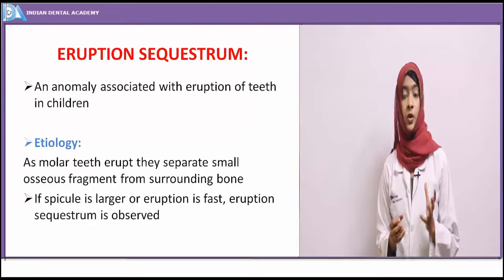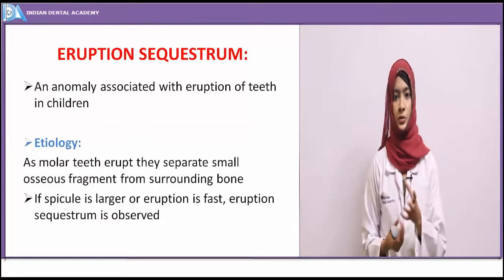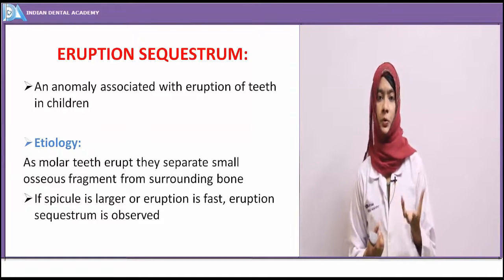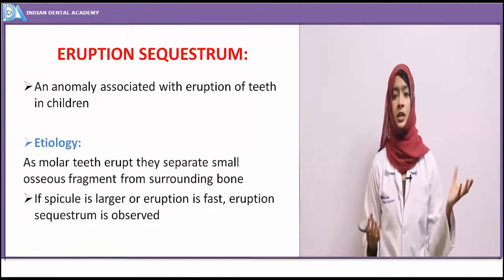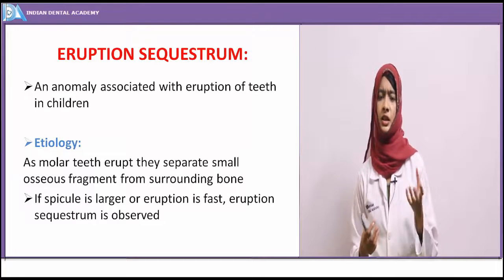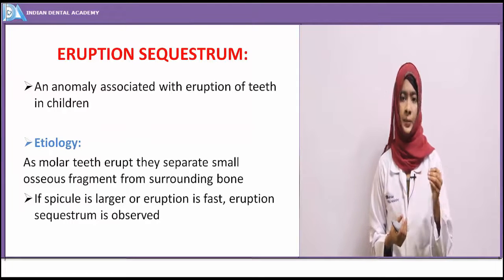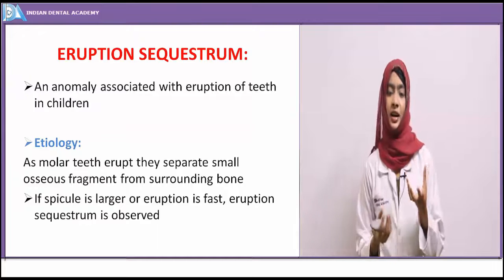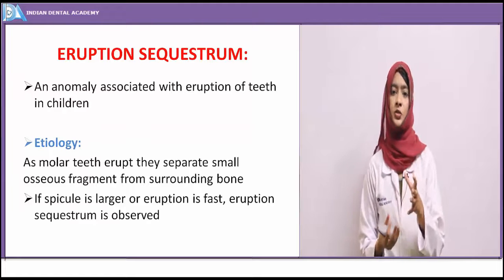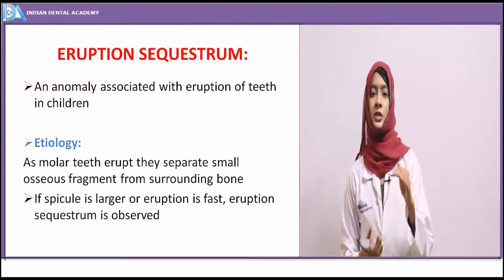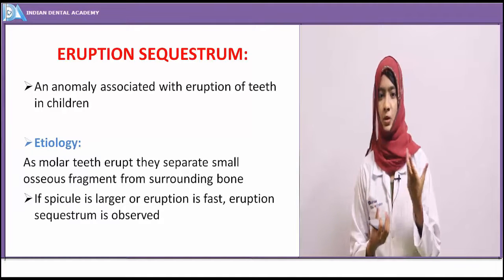So why does the bony spicule come on the molar? During eruption of the permanent mandibular molars, they tend to accumulate the surrounding bone. During the eruption, the teeth erupt through the bone, right? So they accumulate some osseous fragment of the bone, and if the bony spicule which the molar accumulates is large, or the eruption of the tooth is a little faster, the bony spicule remains and is seen on the cusps through the oral mucosa as the tooth erupts in the oral cavity.